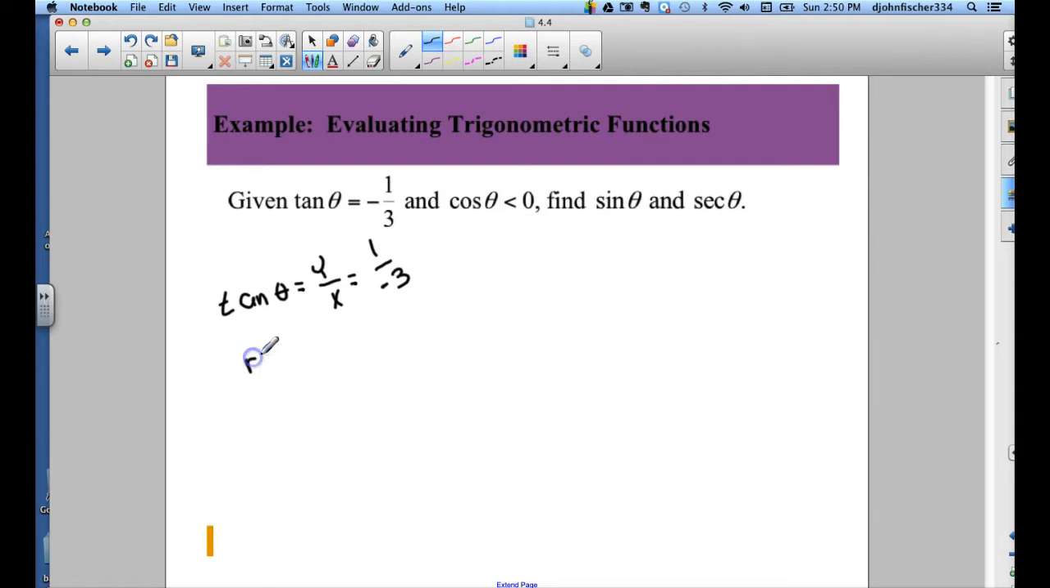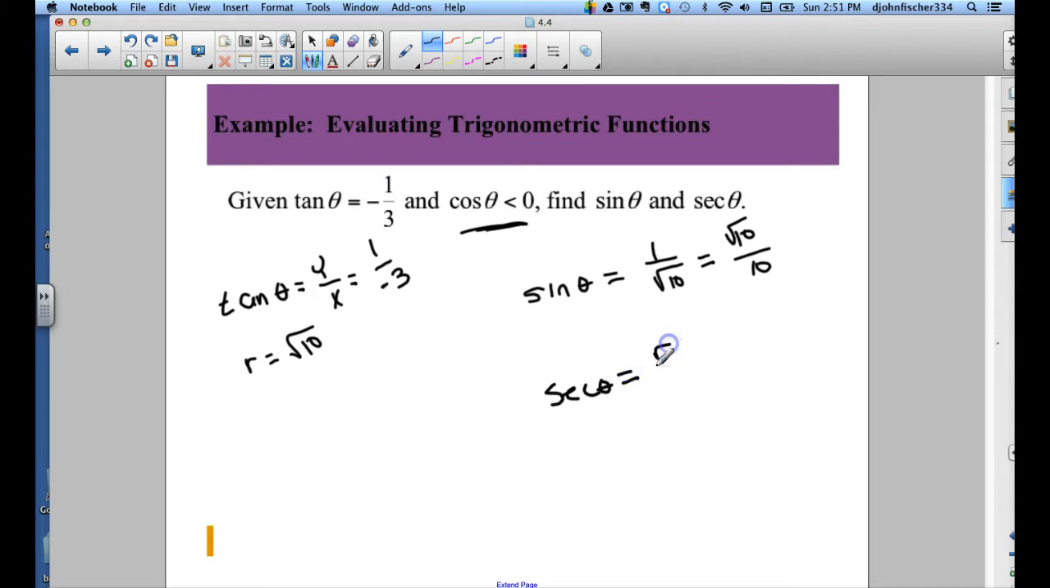Now we can figure out r. r is equal to the square root of x squared plus y squared, which means it's square root of 10 when we work it out. We know x is negative because cosine is negative. So now we know our quadrants. Sine of theta is y over r, so 1 over square root of 10, which is square root of 10 over 10. And secant of theta is equal to r over x, which is square root of 10 over negative 3.